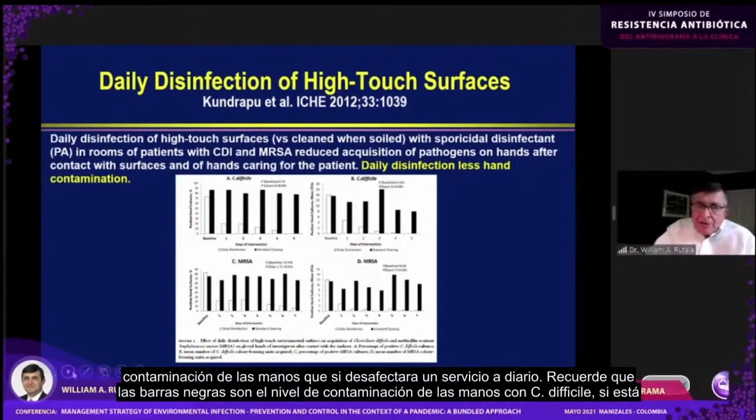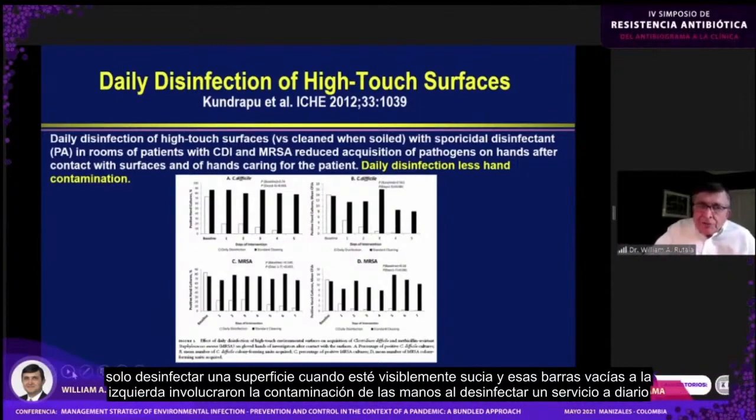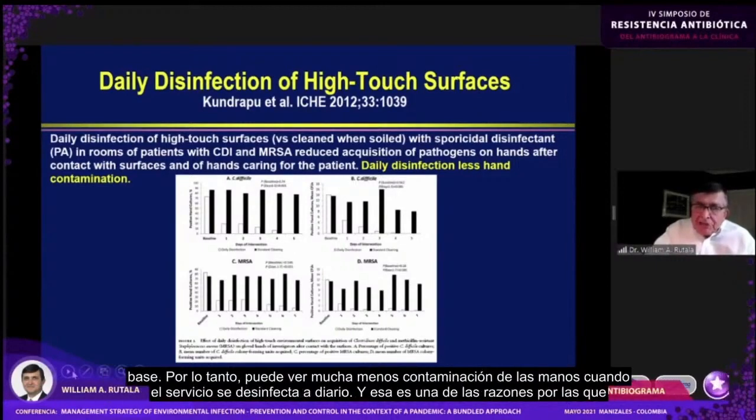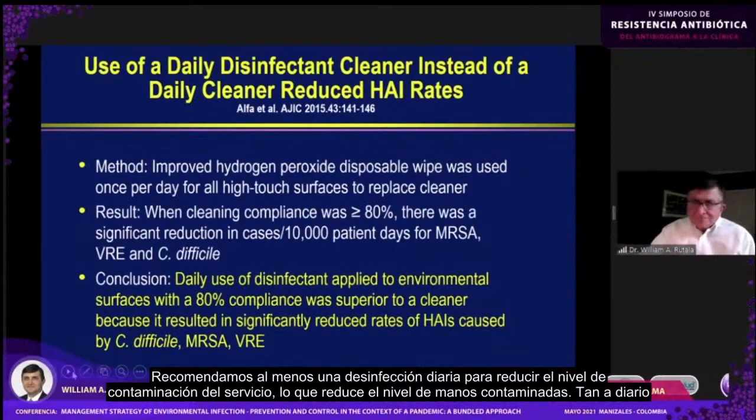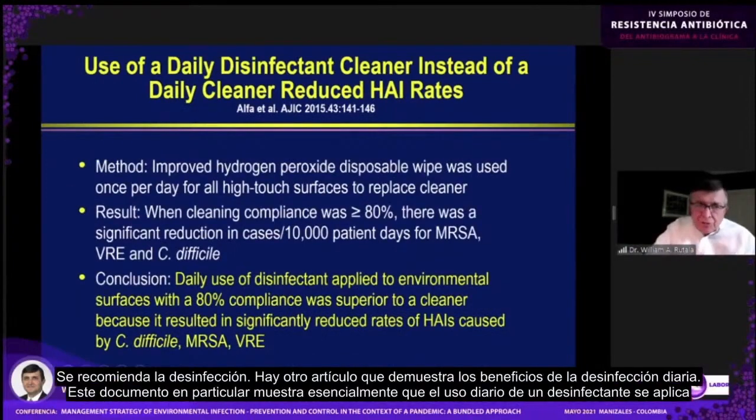Remember, the black bars are the level of hand contamination with C. difficile if you're only disinfecting a surface when visibly soiled, and those empty bars to the left involve hand contamination when disinfecting a surface on a daily basis. So you can see far less hand contamination when the surface is disinfected on a daily basis. And that's one of the reasons that we recommend at least daily disinfection to reduce the level of surface contamination, which reduces the level of hand contamination. So daily disinfection is recommended.